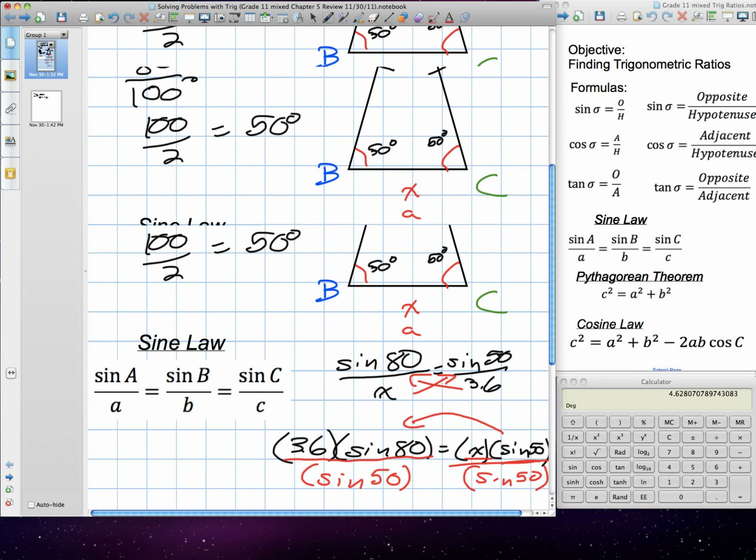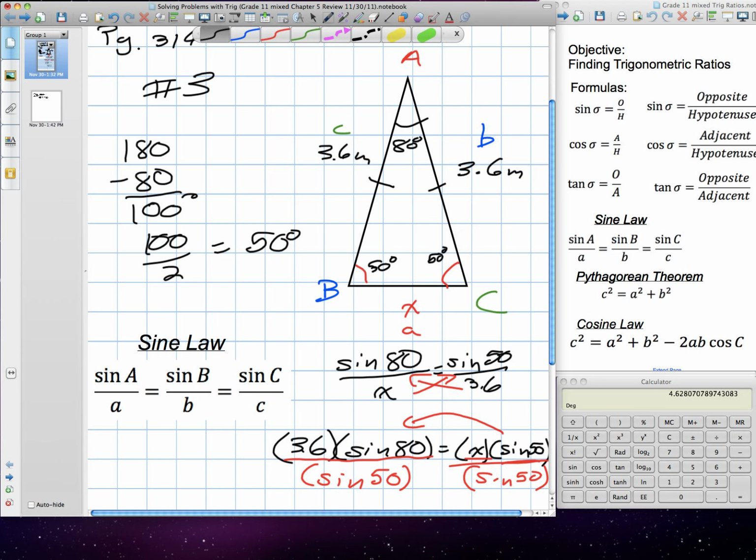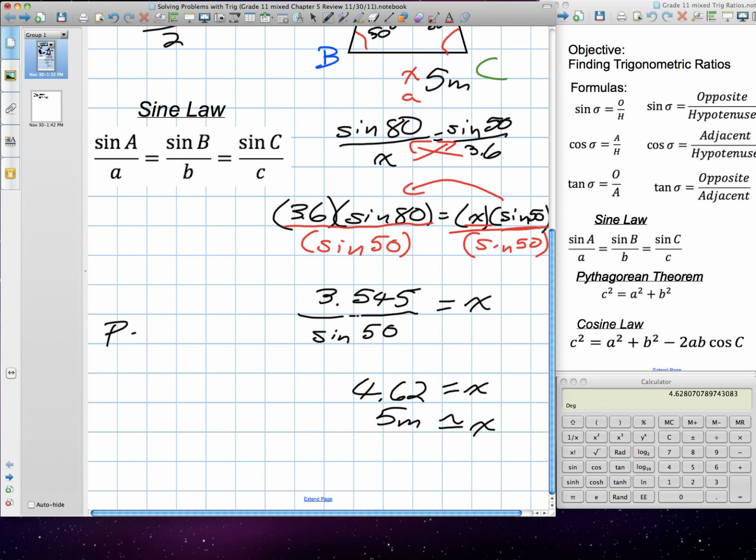So the guide book says 12. It says like 12 meters? All right, so gentlemen, the question's not done. Okay, this is why the answer in the back is different. X we just discovered was roughly 5 meters. They want us to find the perimeter of the object. So because it's perimeter, we add up our three sides, which are 3.6 plus 3.6 plus 5. We get 12.2, which if rounded to the nearest meter is 12 meters. Okay?